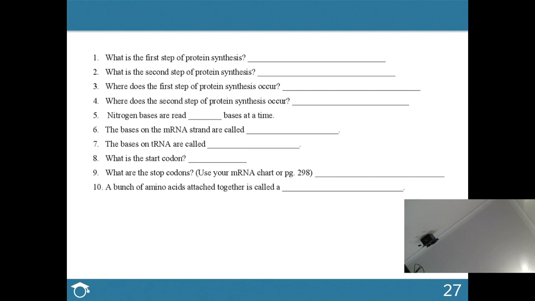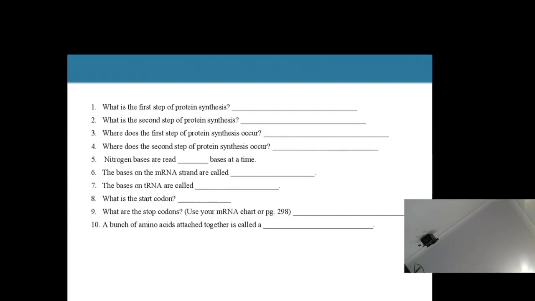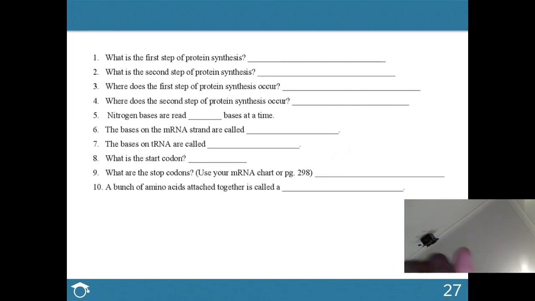I just got a couple of basic questions for you. Please pause the recording and try to do these questions yourself. What is the first step of protein synthesis? That is transcription. Second step is translation. Where does the first step of protein synthesis occur? In the nucleus. Where does the second step occur? Cytoplasm. But more specifically, with the ribosomes.